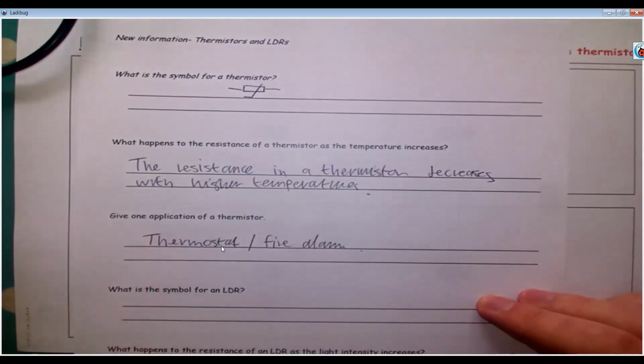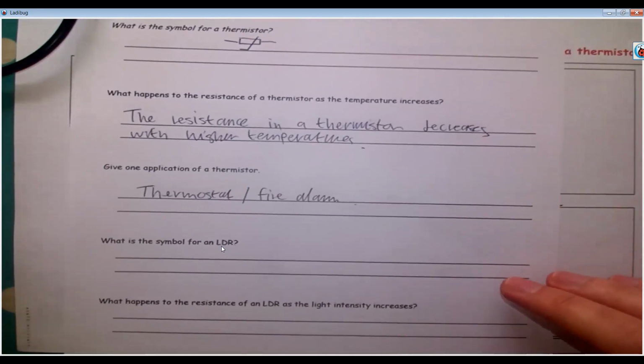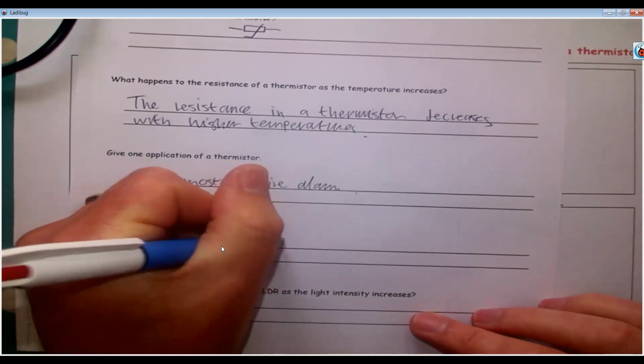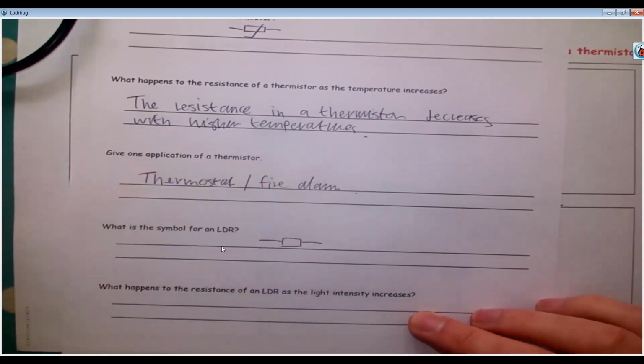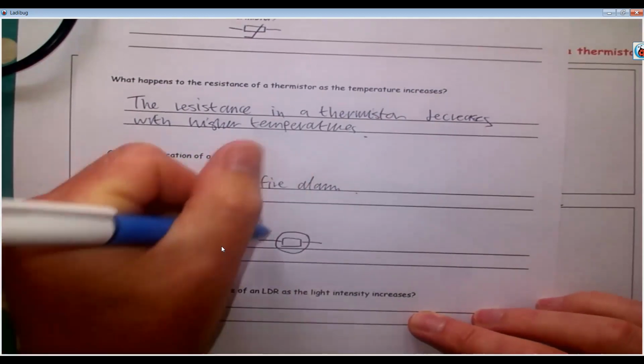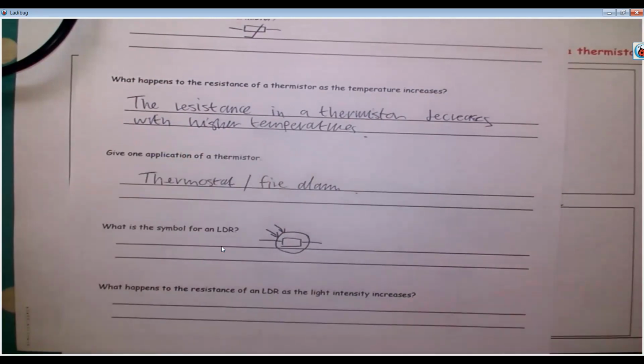So what about the next one then? What is the symbol for an LDR, or a light-dependent resistor? Well, it looks a bit like this. Draw the symbol for a resistor. It has a circle around it, and then it has two arrows showing that it's dependent on light. An LED has arrows coming out of it, whereas an LDR has arrows going into it.